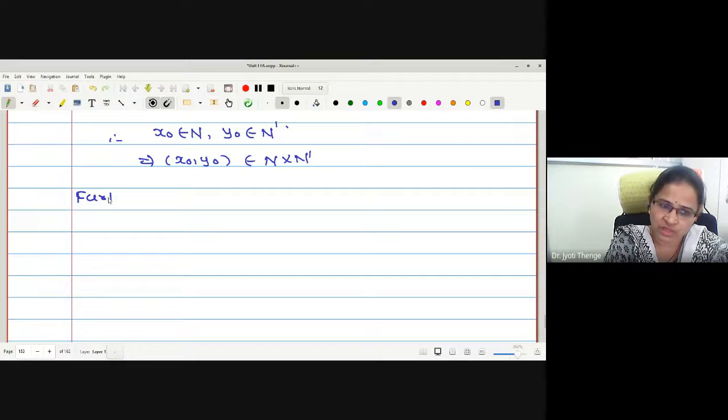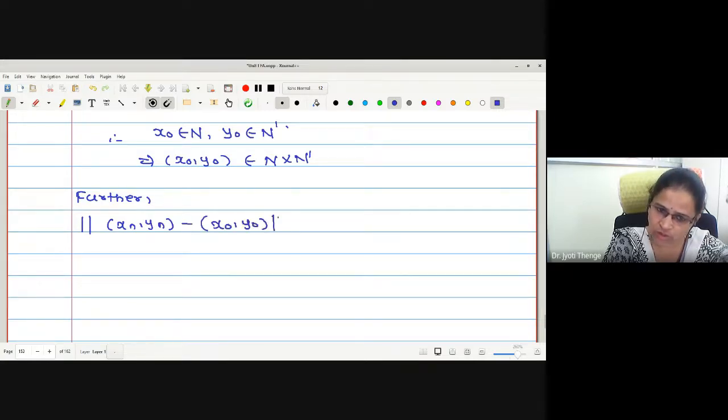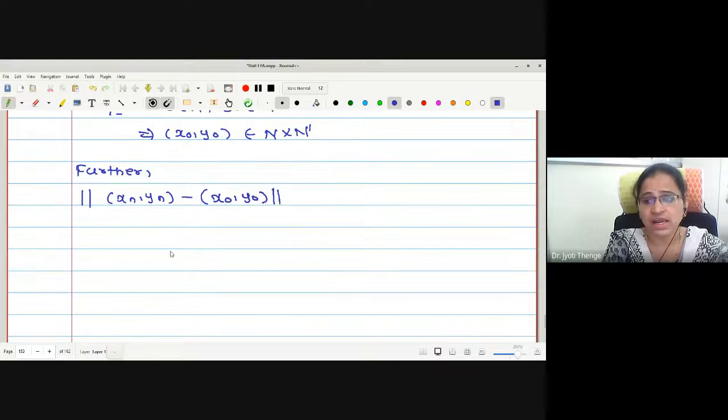Further, for proving this, what will I consider? I will consider the difference in the norm, and we will prove that it is less than epsilon. Therefore, let me consider the norm of xn yn minus x naught y naught, and our aim is to show this is less than epsilon. Correct? Tends to 0 or less than epsilon, one and the same thing.